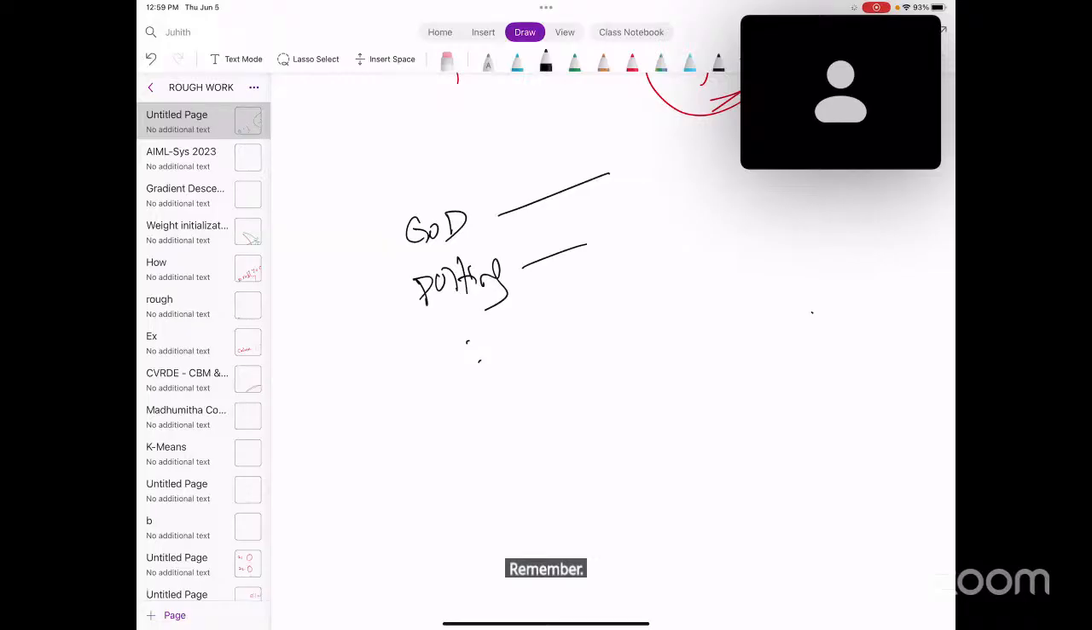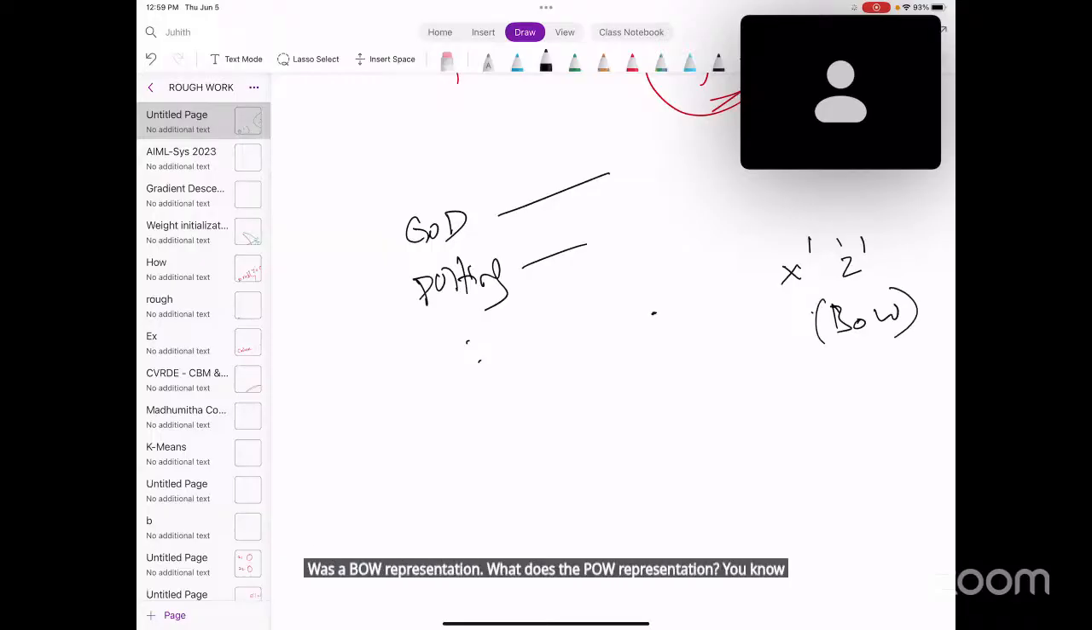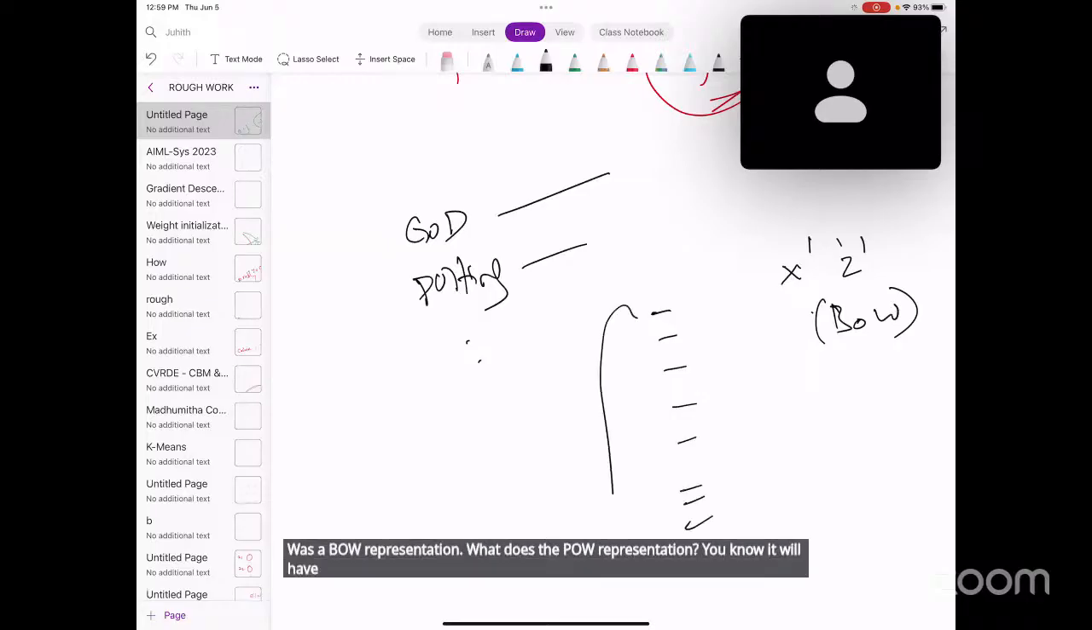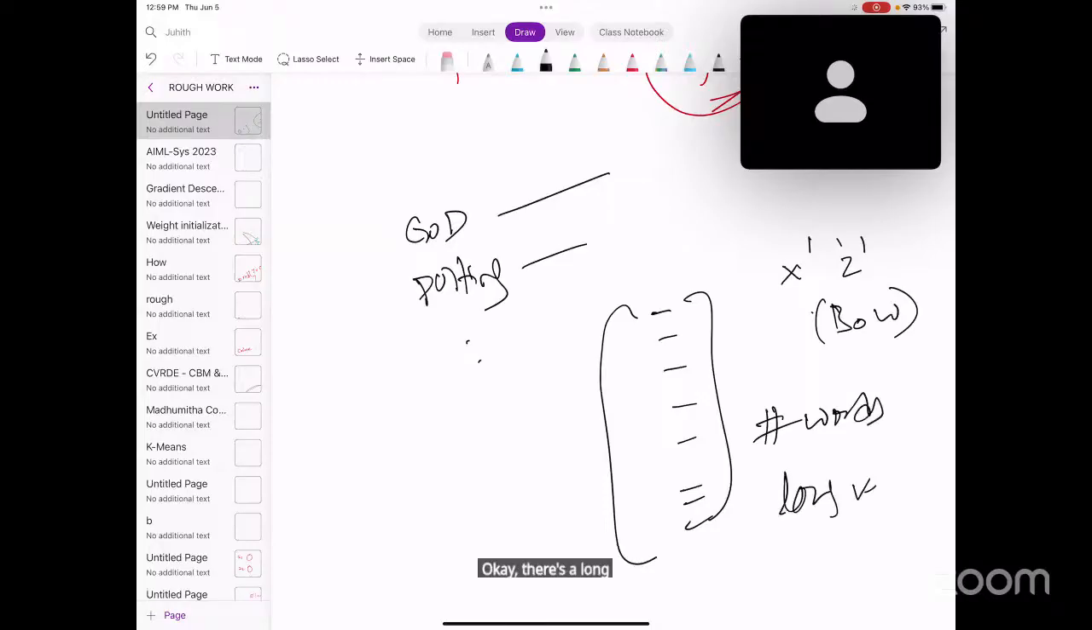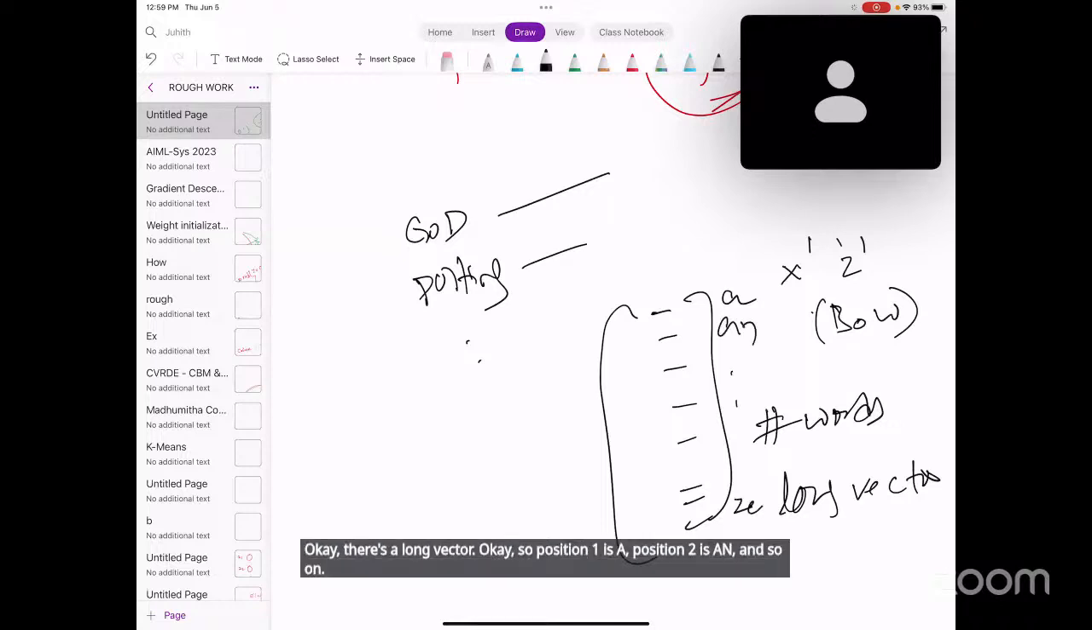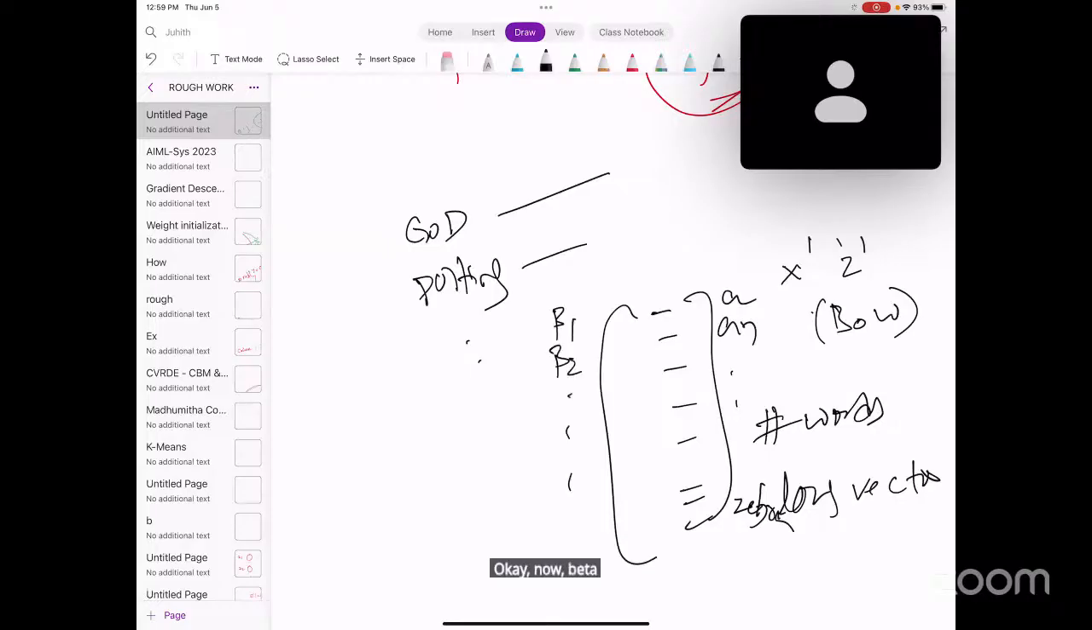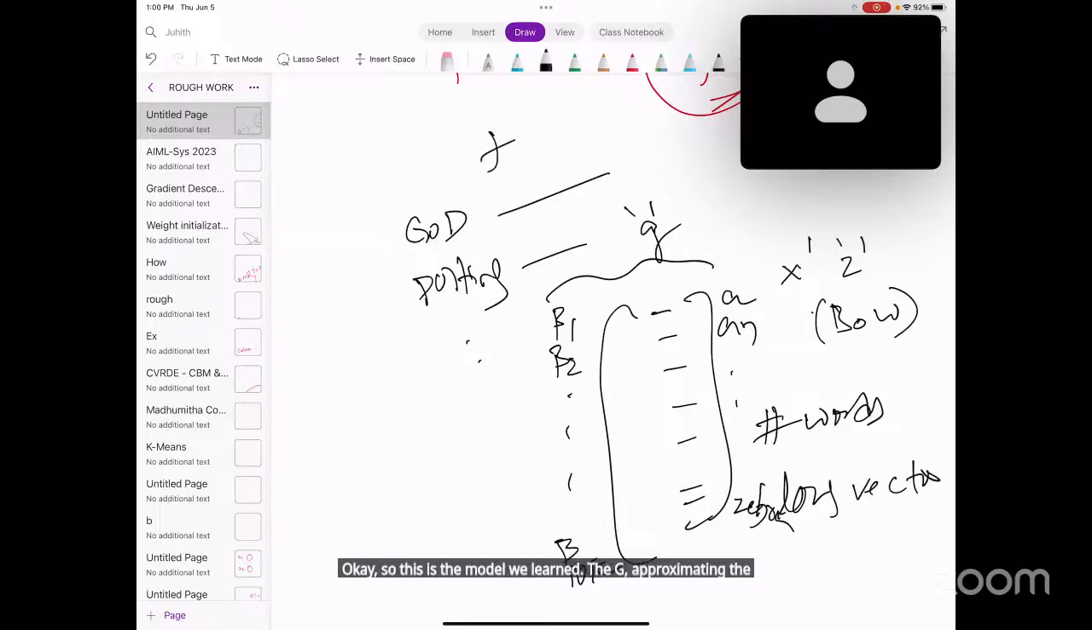Remember, our input X prime, or Z, was a BOW representation. What is a BOW representation? It will have as many components as the number of words in the dictionary. It's a long vector. Position 1 is A, position 2 is an, and so on. The last position will be Z, or zebra. Now beta 1, beta 2, and so on, up to beta 10,000, let's say. This is the model we learned. The G approximating the F looks like this. That is where the weights are displayed.